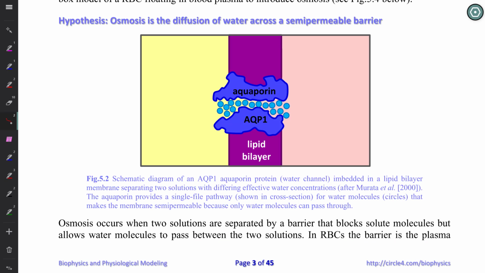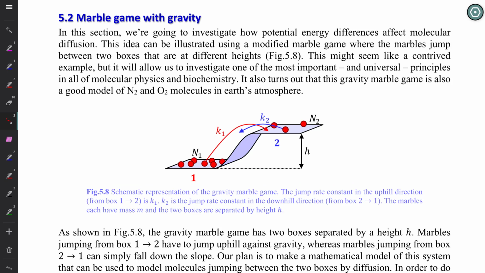Chapter 5 introduces a novel model of osmosis, which treats osmosis as the diffusion of water across the cell membrane through an aquaporin protein. Red blood cells are surrounded by flimsy cell membranes that cannot maintain any significant pressure difference between the inside and outside of the cell, but plant cells have cellulose cell walls that can provide a significant pressure difference.